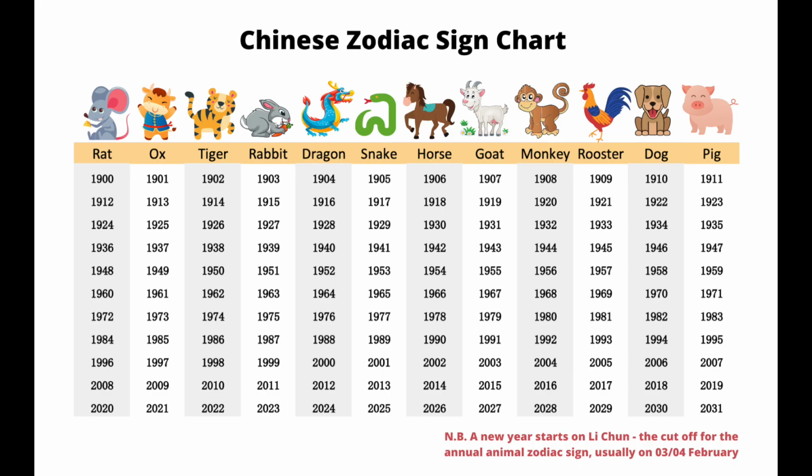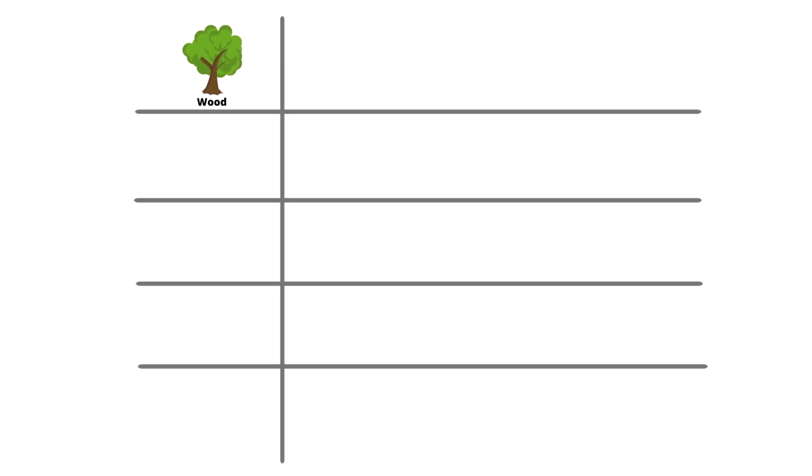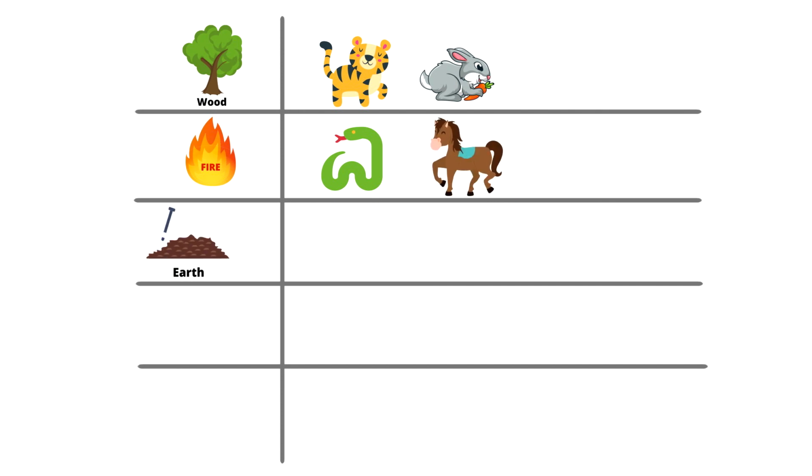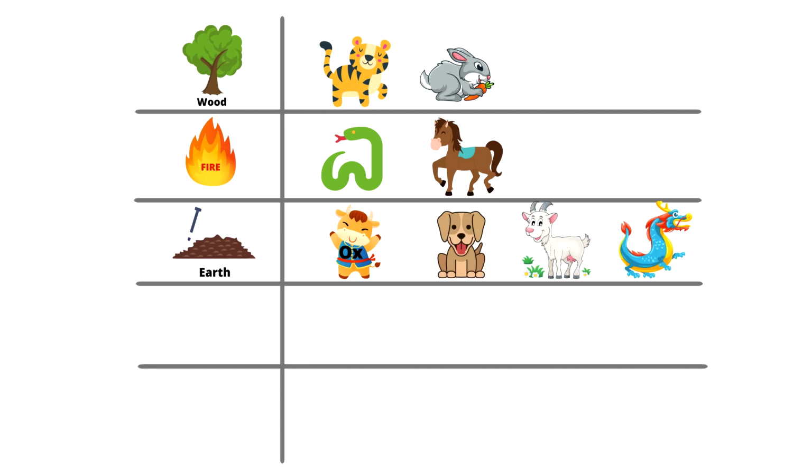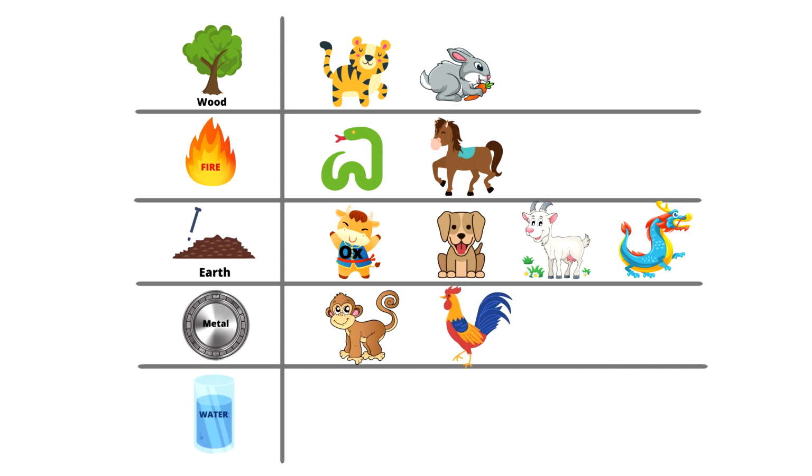You can check out your animal sign based on this chart. It's important to note that a new year starts on Li Chun, the beginning of spring, which is the cutoff for the annual animal zodiac sign, usually on the 3rd or 4th of February. The wood element is represented by the tiger and the rabbit. The fire element is associated with the snake and the horse. The earth element is represented by the ox, the dog, the goat, and the dragon. Metal is represented by the monkey and the rooster. The water element is associated with the rat and the pig.